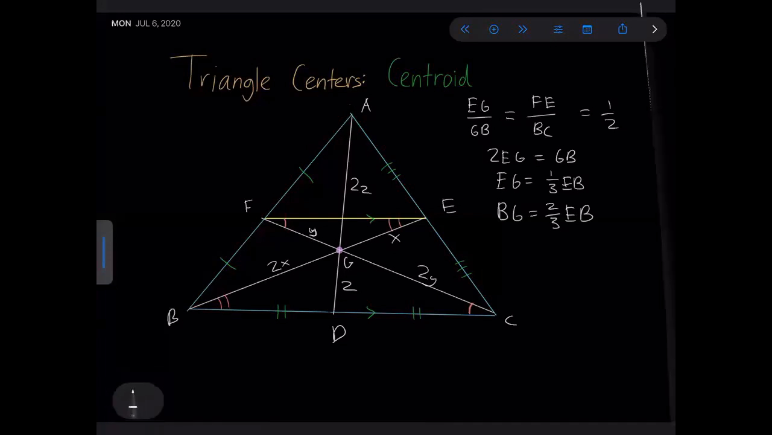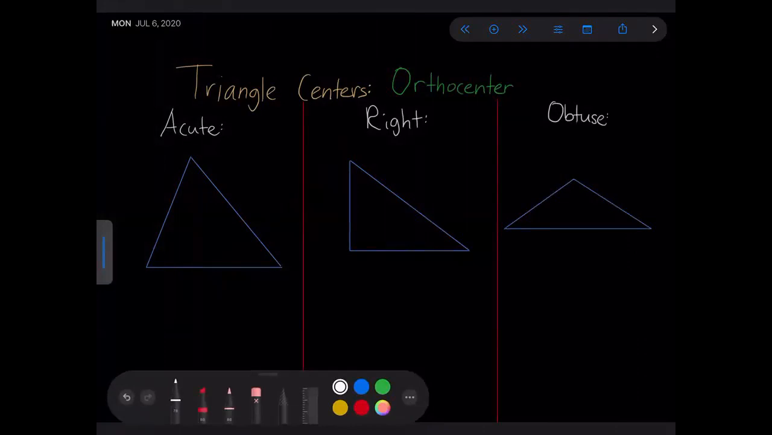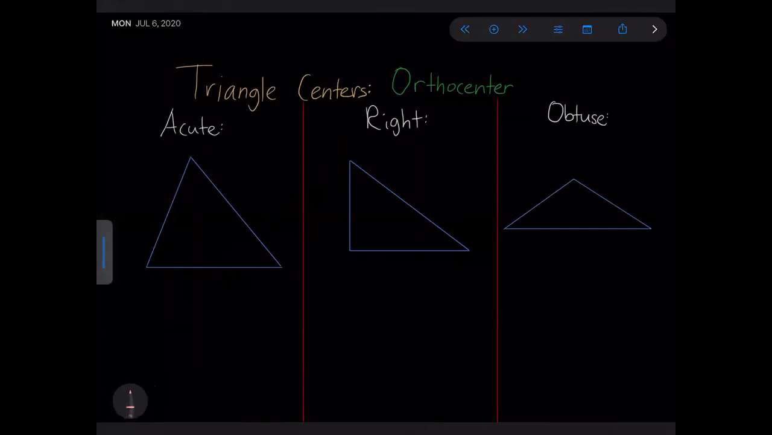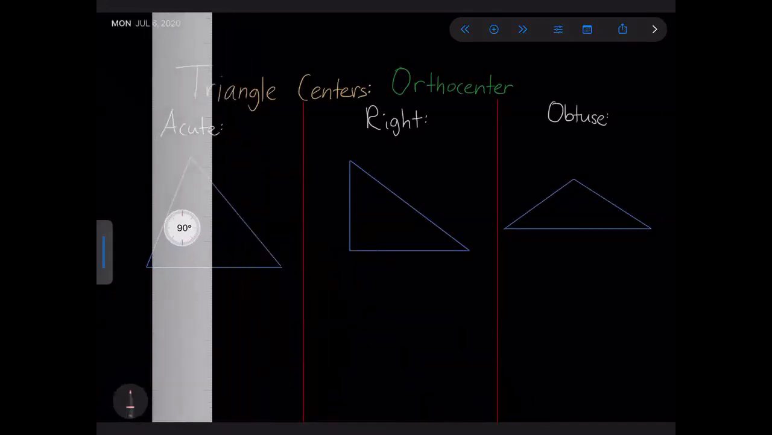Let's move on to the next center. This center is a bit harder to visualize. It's called the orthocenter. So the orthocenter happens when you draw the perpendicular bisectors of all the sides. So let's do that. There's three cases. We have the acute case, we have the right triangle case, and the obtuse triangle case. And we'll see why those are different in a minute. So let's draw this.